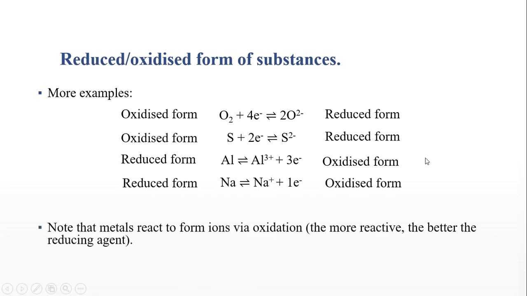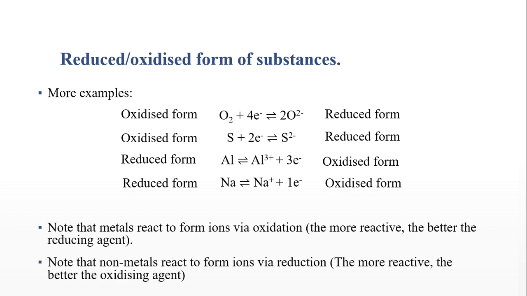So, note that metals react to form ions via oxidation. And the more reactive the metal is, the better the reducing agent it will be. And note that nonmetals react to form ions via reduction. And the more reactive they are, the better the oxidizing agent they are.